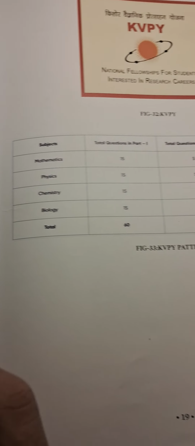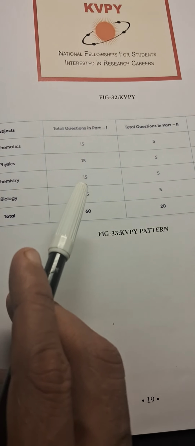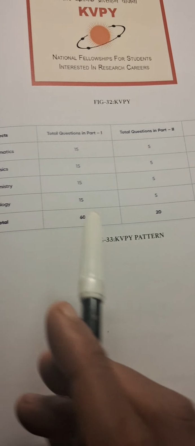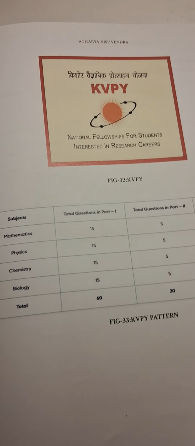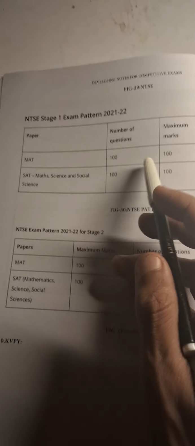Similarly for KVPY, the subjects are there. There are 60 questions in part 1, and 20 questions in part 2. And total marks of 100 as far as KVPY is concerned. Then for NTSC, when it used to be, there were two papers, MAT and SAT. Maximum marks 100, number of questions 100, time allotted was 120 minutes or 2 hours for both.